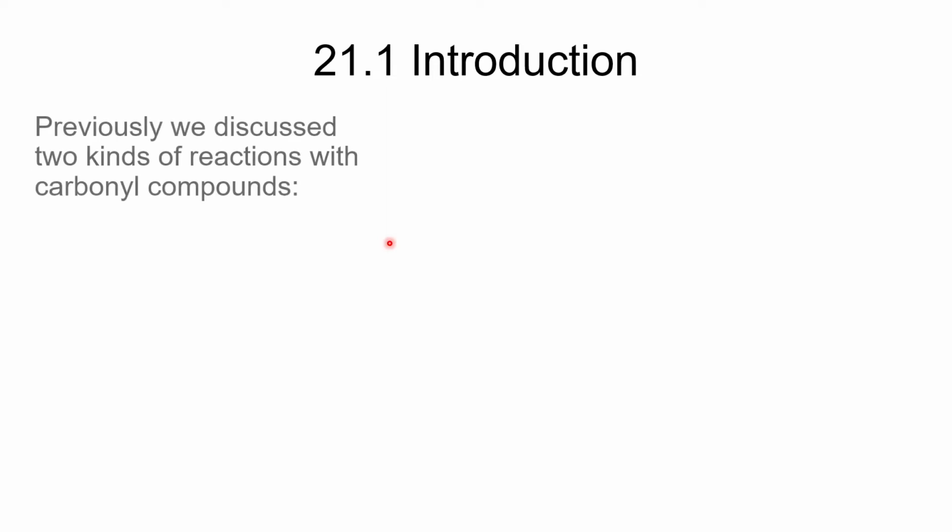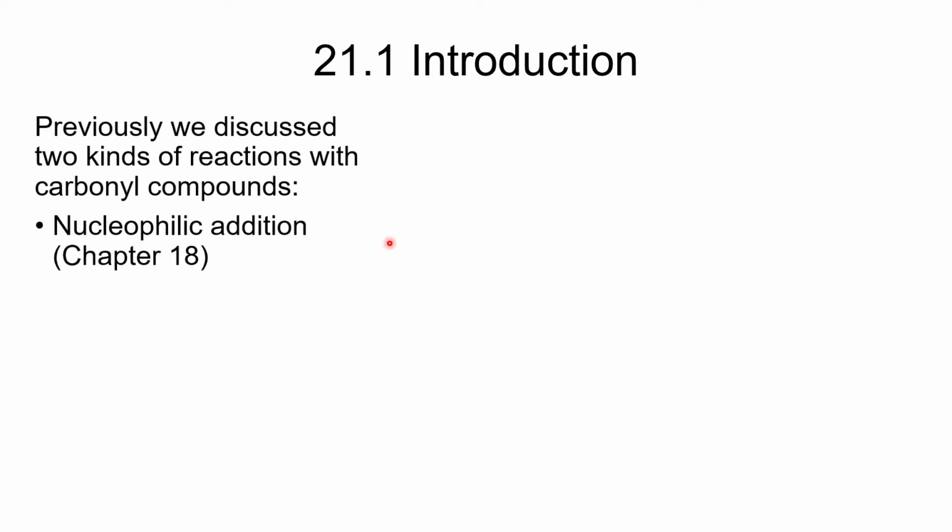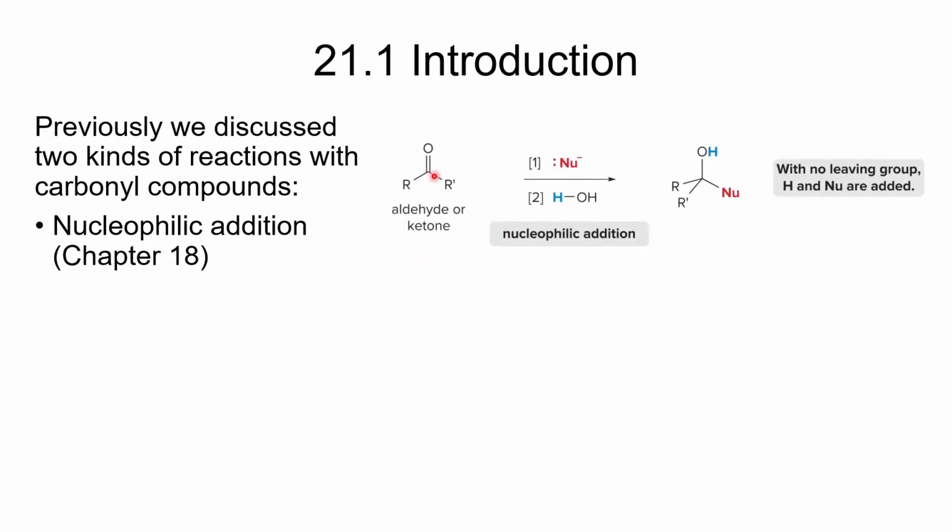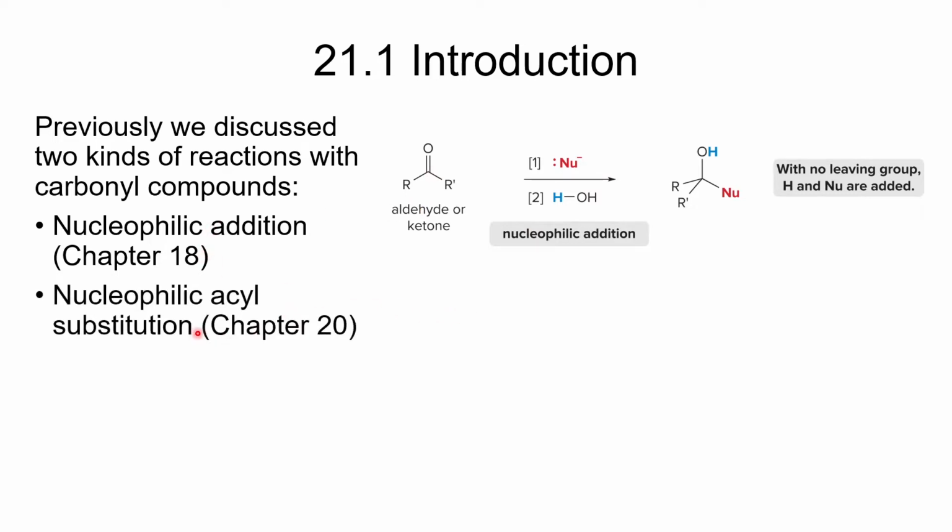In previous chapters, when we've talked about carbonyl compounds, we've mainly focused on reactions that occur directly at the carbonyl, either nucleophilic addition, which we saw with aldehydes and ketones back in chapter 18, or nucleophilic acyl substitution, which we saw with carboxylic acid derivatives in chapters 19 and 20. And we looked at both of these all the way back in chapter 17.